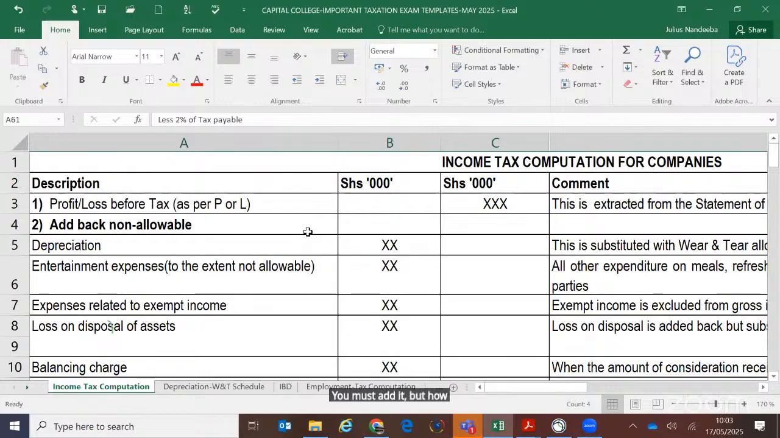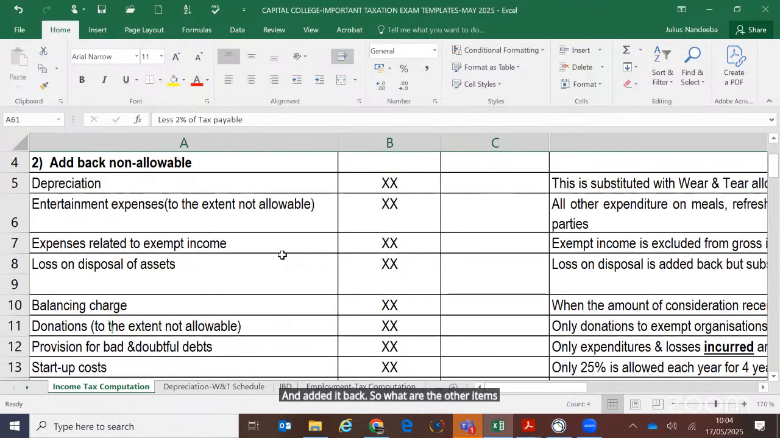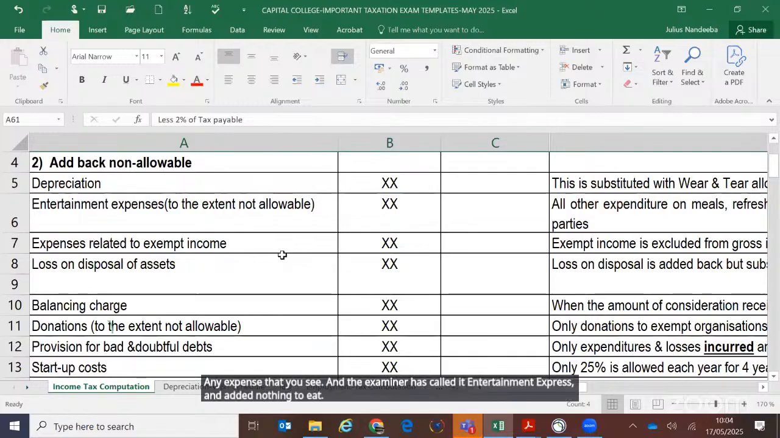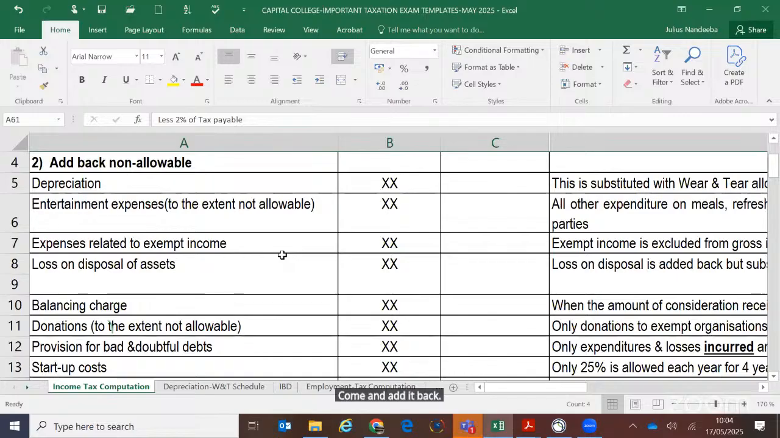How many marks do we have now? 2. Because you picked the profits, they gave it to you, or a loss. You have brought it back. They have given you depreciation as a must. You have brought it and added it back. So what are the other items that you're going to actually have? Any expense that you see, and the examiner has called it entertainment expense and added nothing to it, come and add it back. In business, we don't allow entertainment, just entertainment. If there is an exception to it, the examiner will actually tell you that exception.